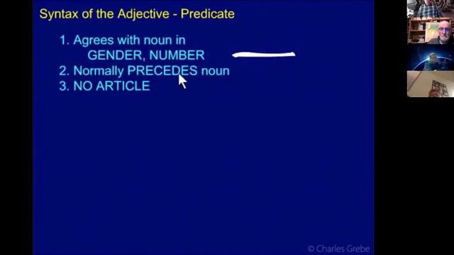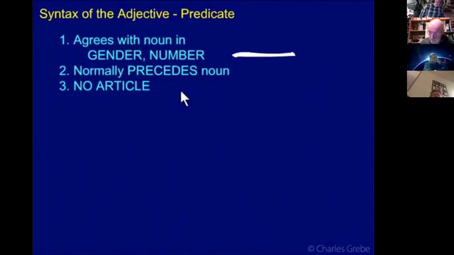Normally, the predicate adjective precedes the noun, unlike the attributive, which normally follows the noun. And lastly, the predicate adjective cannot have an article. So the adjective itself can't have an article. With the attributive, you can have an article. If the noun has an article, then the adjective will have an article to match. Or if the noun is definite, the adjective will have an article.